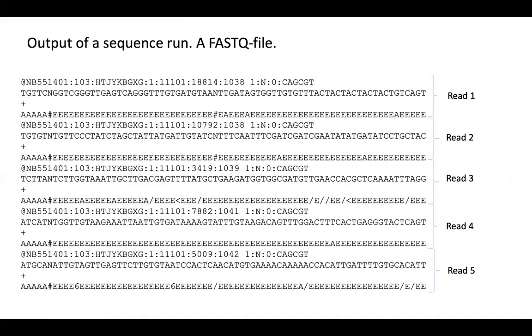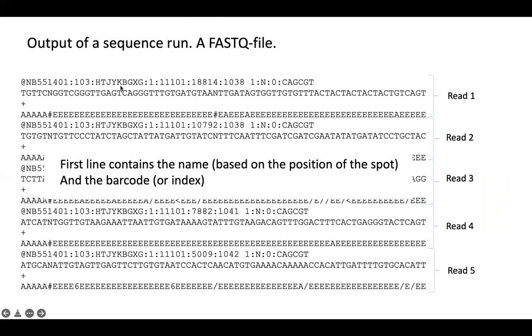So what is the final output? This is a so-called FASTQ file, which contains all the reads, and every read is depicted in 4 lines. The first line contains the name, which is based on the position, so which lane it is from, 1 to 8, and more or less coordinates, where you can find it back with these numbers. And at the end, you can find the sequence of the barcode. As you can see, these sequences are all coming from the same sample, and they all have the same barcode.